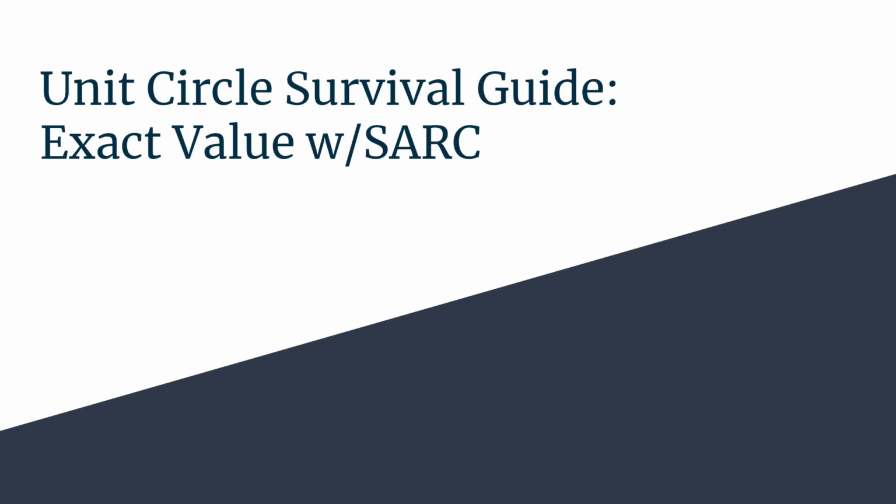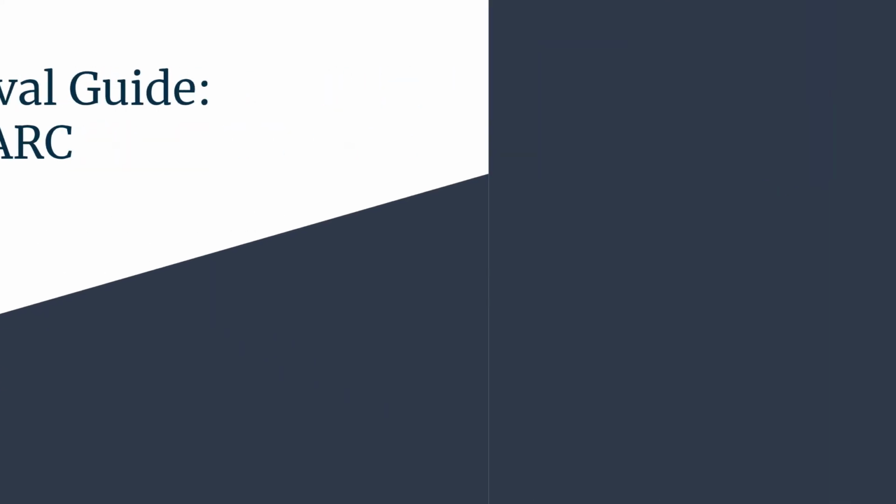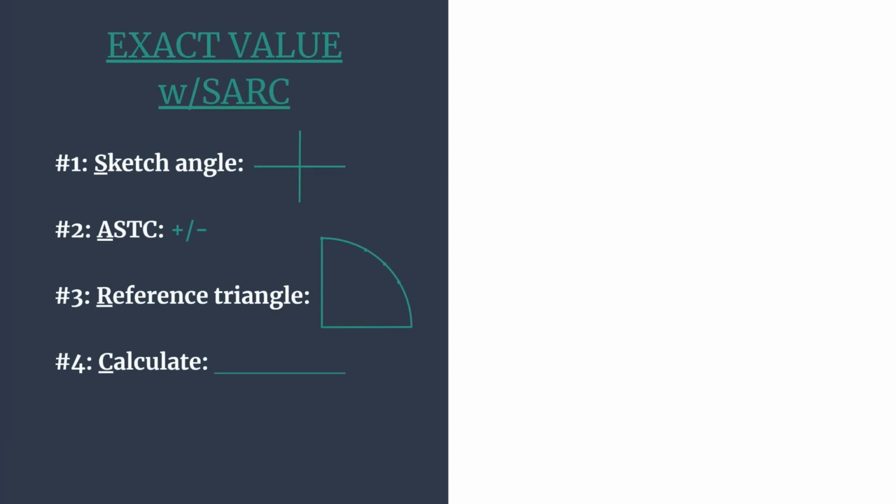In this unit circle survival guide, we'll find the exact value for cotangent of negative 2 pi over 3, and we're going to use the SARC method. So SARC is just an acronym to help you keep all of your steps organized. There are sometimes a lot of components when finding an exact value, and so this outline will make sure that you can solve your exact value accurately.